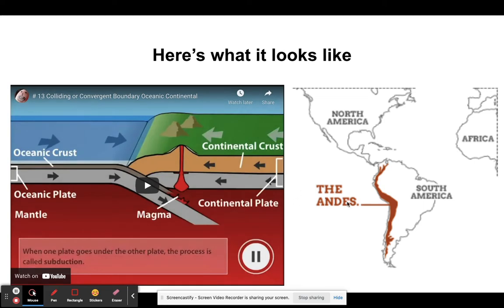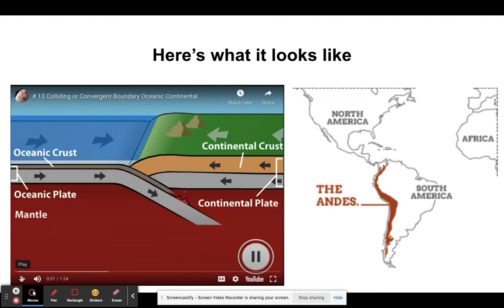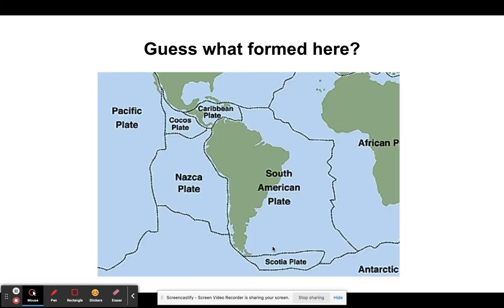So, ever heard of the Andes Mountains? Well, look where they are. They're right on this coast, this west coast of South America. And believe it or not, we're not going to watch that video here. You can watch it on the slideshow that you've got attached in Canvas.